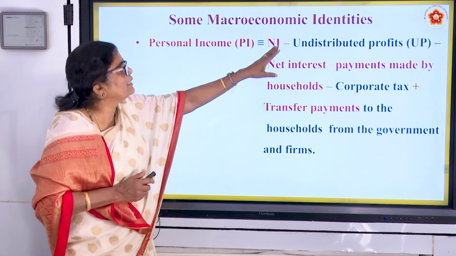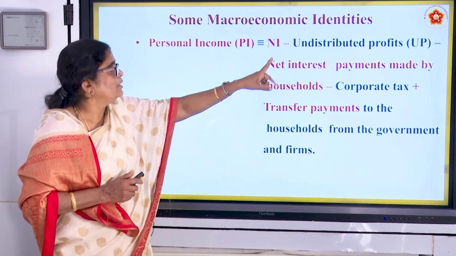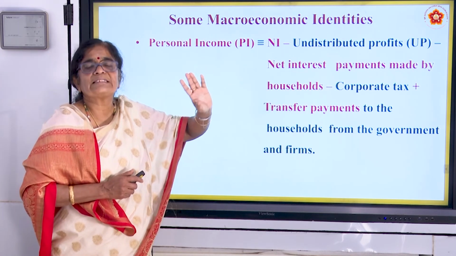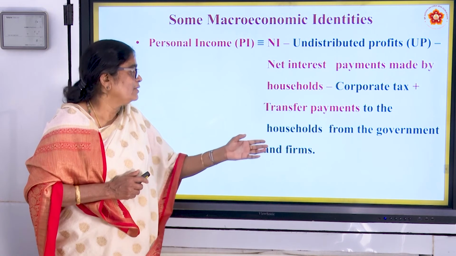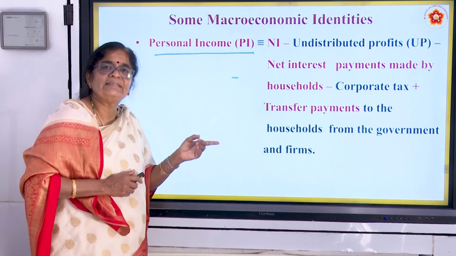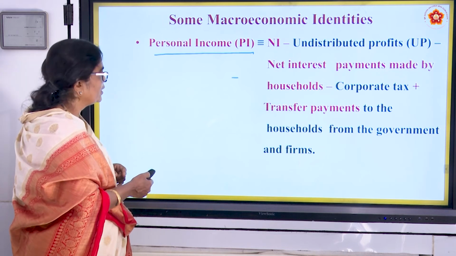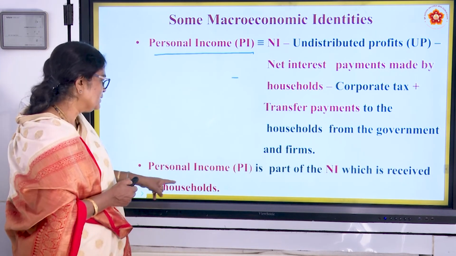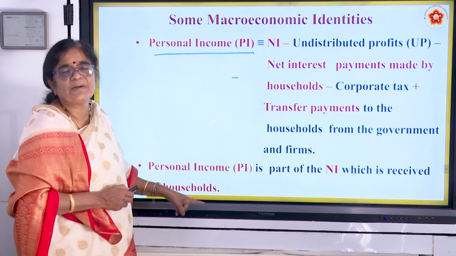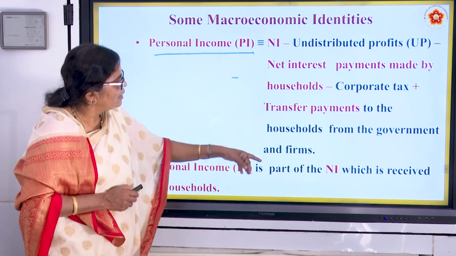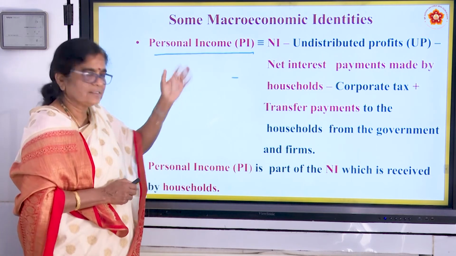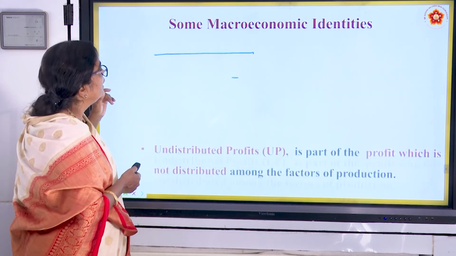Therefore, these are the factors. When we deduct from the national income undistributed profit, minus net interest payment made by the household, minus corporate tax, and add transfer payment, then you will get personal income. This is one of the macroeconomic identities or indicators. I hope you understood. Therefore, personal income is the part of the national income which is received by the household. After deducting and adding everything from national income, what they receive is called personal income.